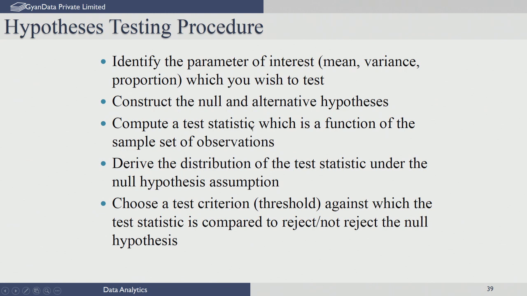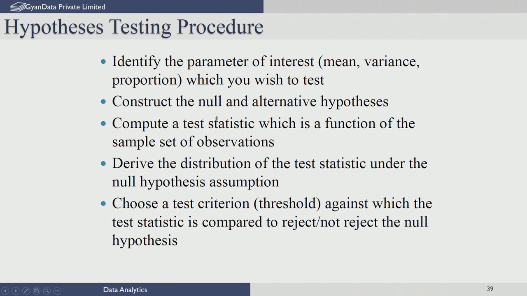Then, based on the experimental data about the system that you collect, you construct something called the test statistic. This is a function of the observations. Now, for example, if you are testing for the population mean, you may use as the test statistic the sample mean. If you are testing for the population variance, you may use as a test statistic the sample variance, and so on and so forth.